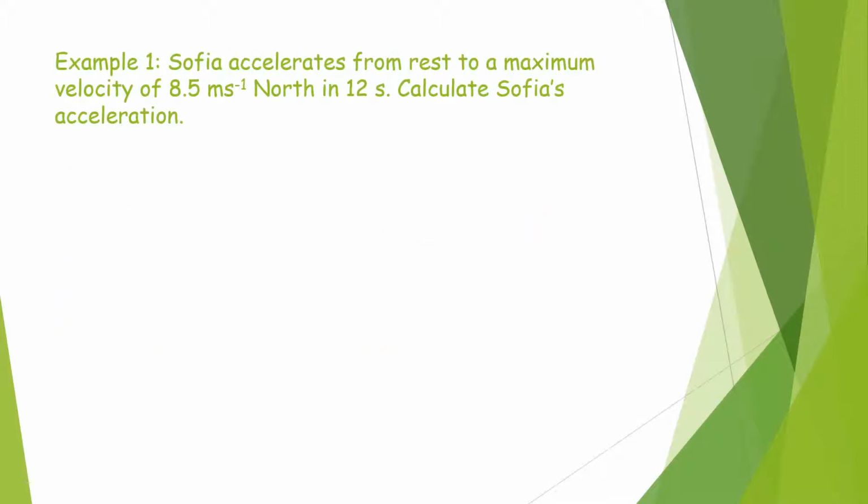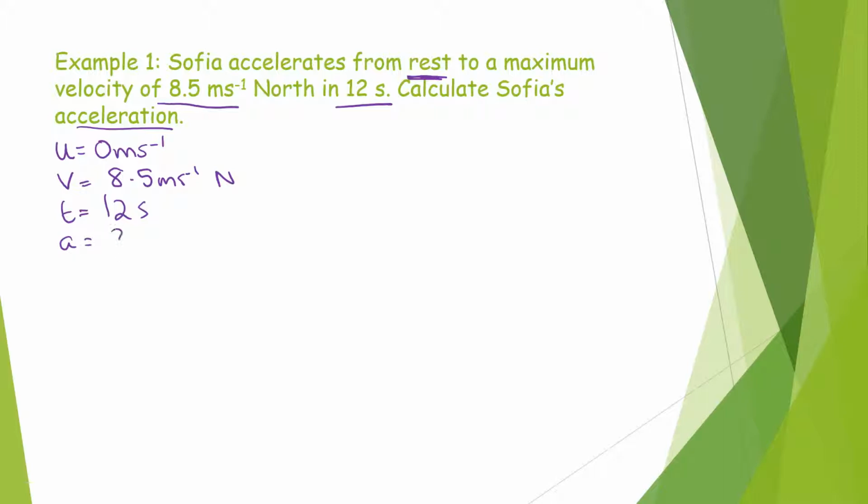Let's look at our first example. Remember to follow our standard problem solving technique. So Sophia accelerates from rest. So rest is the initial velocity, which must be 0 meters per second, to a maximum velocity of 8.5. So that's the final velocity, 8.5 meters per second north. And it takes 12 seconds. So time is 12 seconds. And we've been asked to calculate Sophia's acceleration. So I've rewritten the question in a way that's easier to follow.